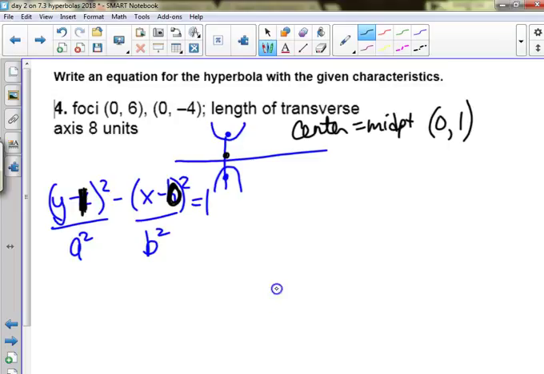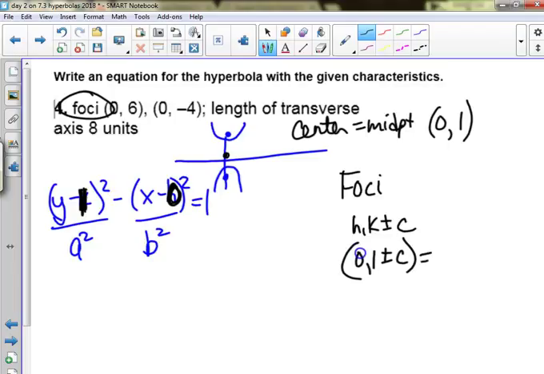Ideas? What if foci help us find C? Foci help us find C. When it's opening up and down, the formula is h comma k plus or minus C. Well, h is 0, k is 1. And one of those foci is at 0, 6. So what's happening here? C is 5. Well, that's great. We need A and B.